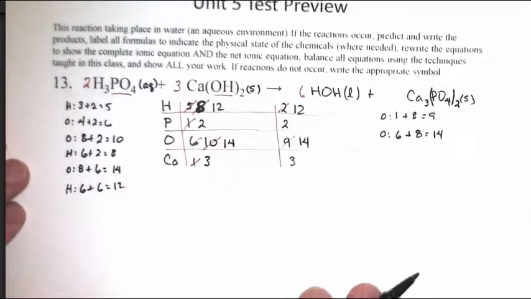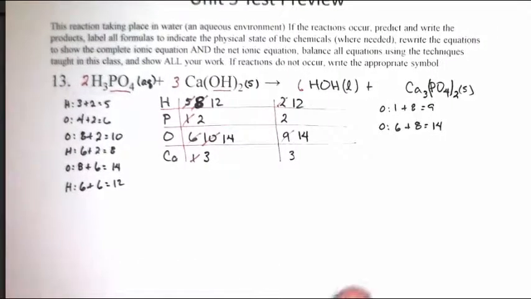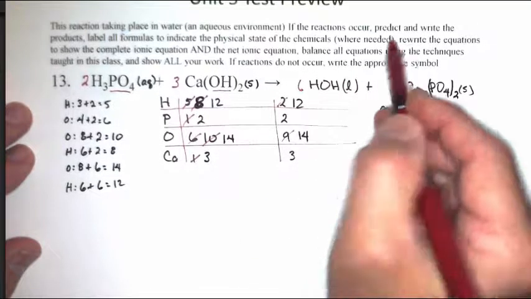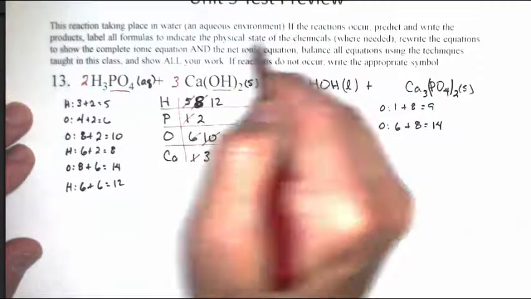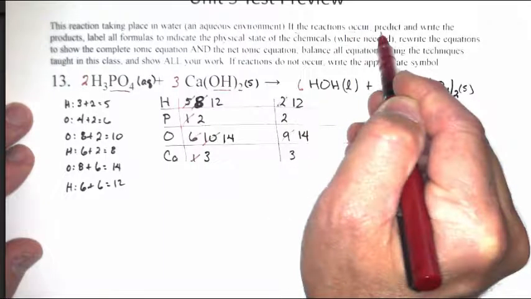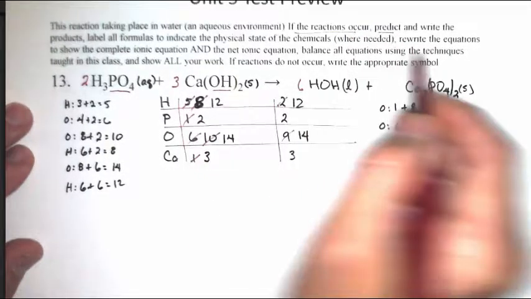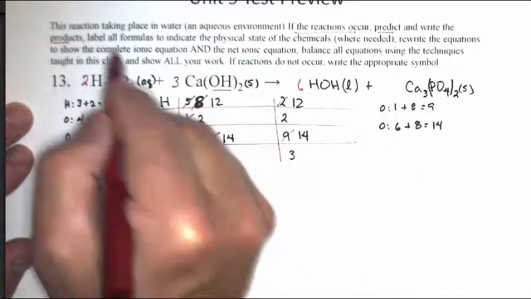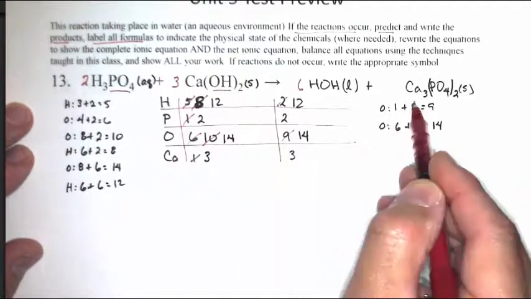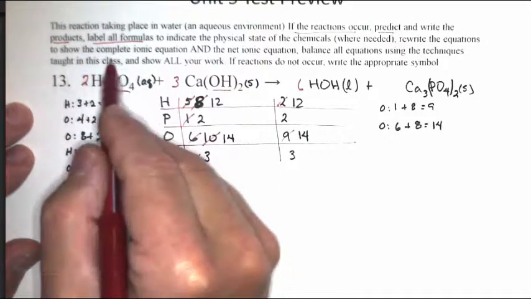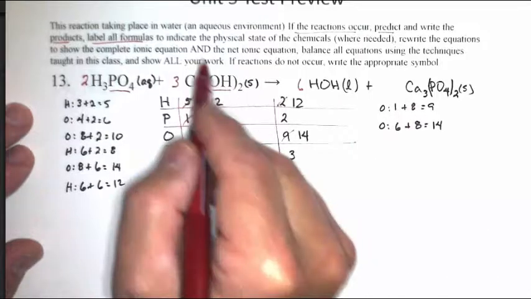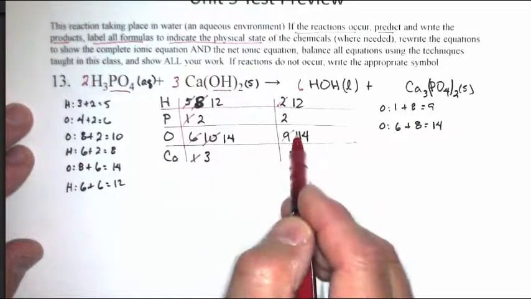Okay? Now I haven't classified it yet, because you need to make sure that you always go back and reread the question when you think you're done. We're going to, if the reactions occur, we want to predict. We just did that. Write the products. We did that. Label all the formulas. We did that. Label them for physical state. That's what it is here. Rewrite the equation.